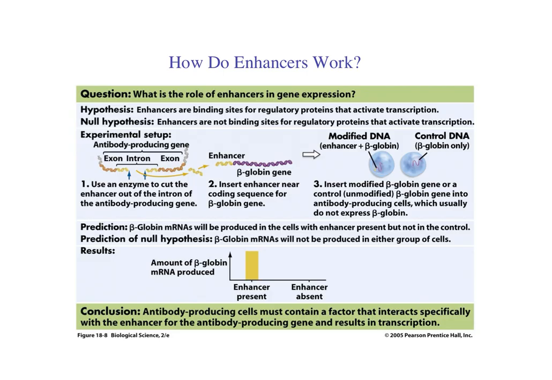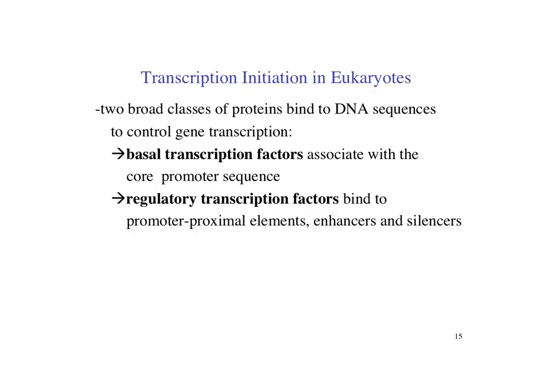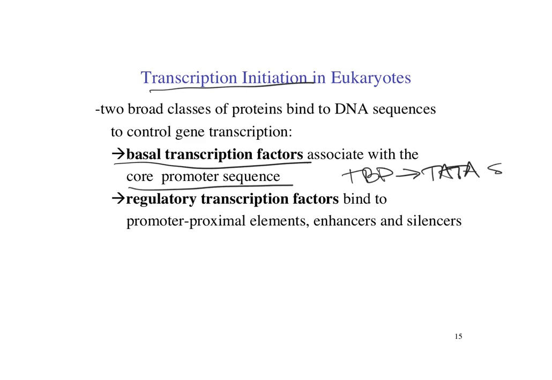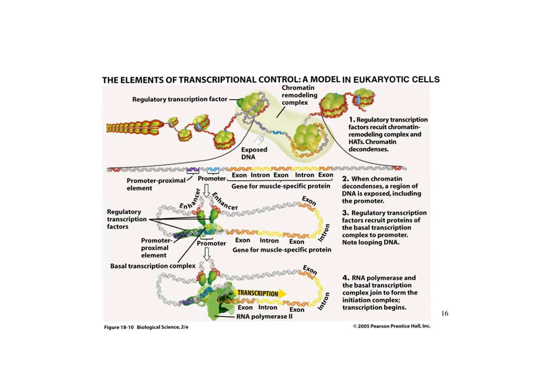How do enhancers work? Well, they turn things up. We're not going to go through this experiment. Don't worry about it, we've got enough to think about. Transcription initiation, we already talked about that. Basal transcription factors, core promoter, TBP binds the TATA sequence, brings in RNA polymerase, and then the regulatory factors can make this happen more. Here we have a model, and they're showing the enhancers.